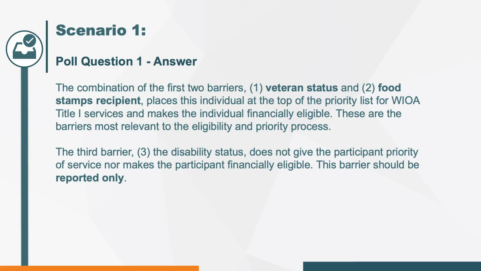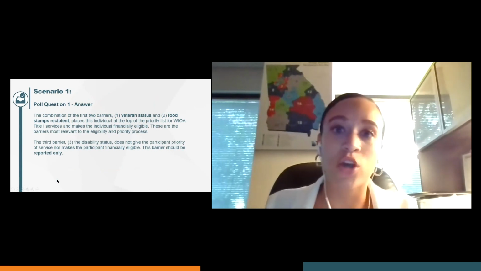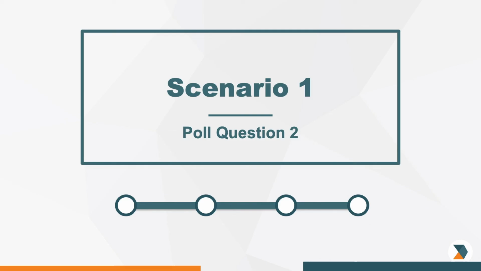Okay, for those of you that chose public assistance and vet status, that is the correct answer. These barriers place them at the top of the priority list. The disability barrier, however, does not place them in a priority of service category, nor makes them financially eligible. So that status is only reported. Okay, we can go ahead and go to poll question 2.